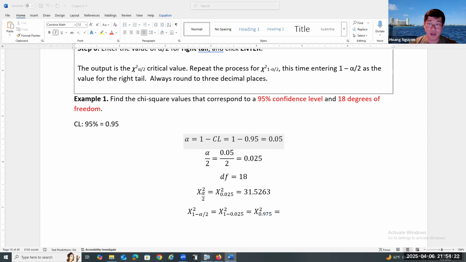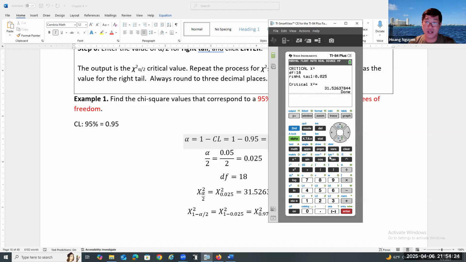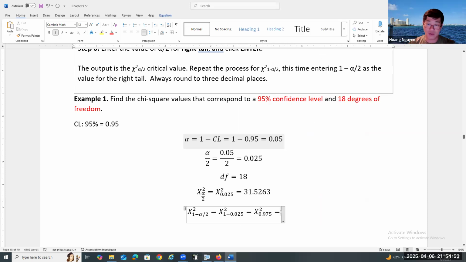Now we use Math 200B to get the answer. We go to program, go down to option number 2 to select Math 200B, and press enter one time, and another. Now we go to the critical chi-square. Degrees of freedom is still 18, and now the right tail is 0.975. Okay, so this is the second critical value, which is 8.2307.